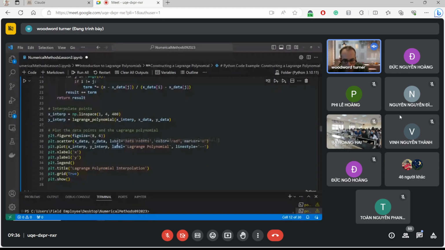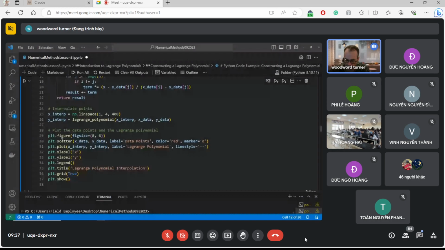So again, I'm just plotting my x data and y data, coloring them red with a marker O, and then I'm going to plot my interpolation Lagrange polynomial using a dotted line to plot the function. And I've used scatter and plot. Plot will give us a line to plot, and then scatter will just give us the points. And then I've added some labels and all that. So let's go ahead and check this out.